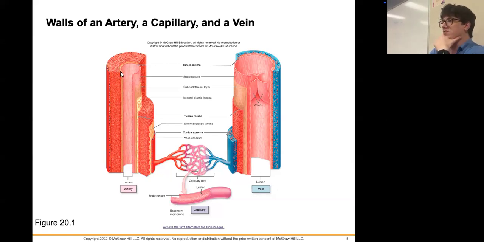Now, superficial to that, the next layer we have is the tunica media. So that's going to be this middle layer. The middle layer here is very different between our artery, which is here, and our vein, which is over here. Both of them have this layer of muscle, but notice that the artery has a much, much thicker layer of muscle than the vein does.